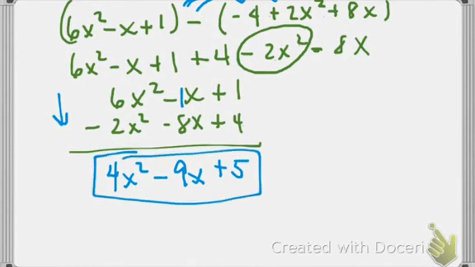Just line up your like terms. So the term is like cx squared. We're combining our x squareds together, my x's together, and my constants together. Remember, each term is like a family member, so we're trying to put together all the family members.